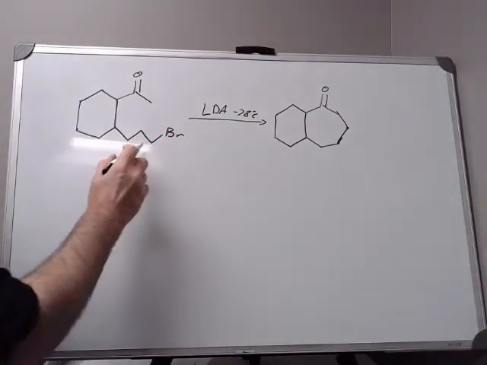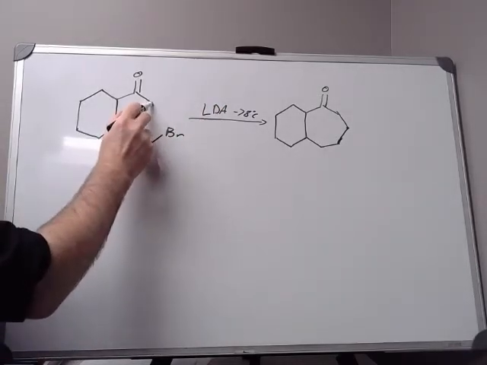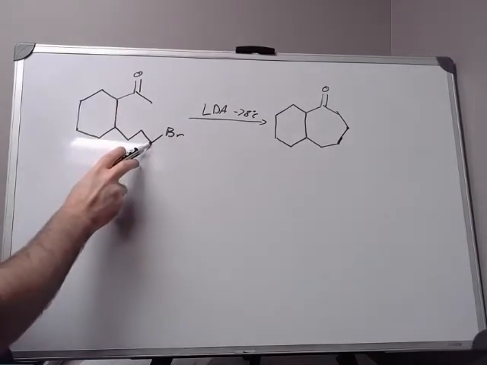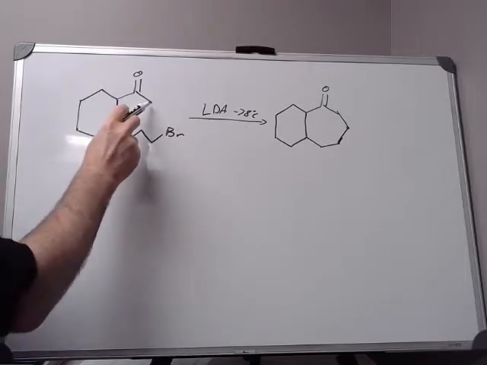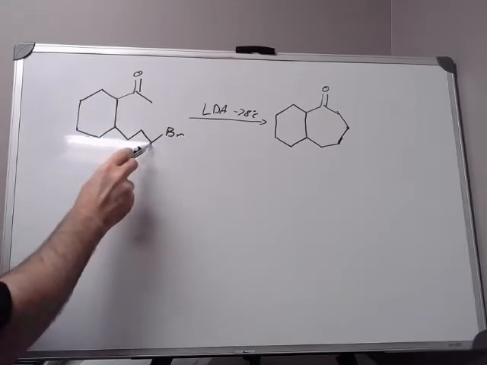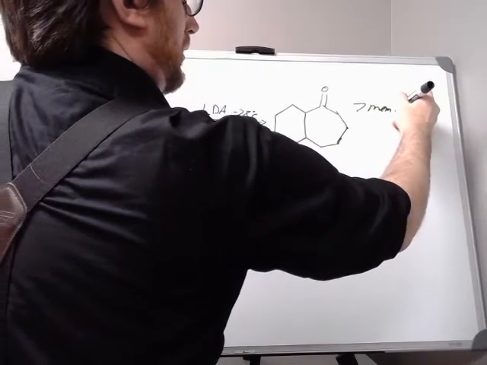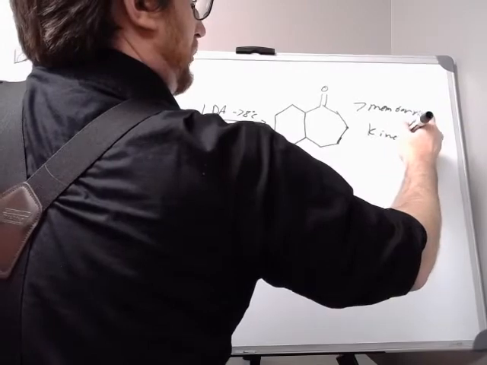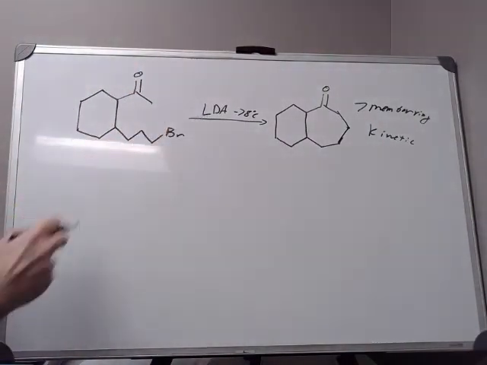But if we use LDA, then that would pull a proton off of this alpha carbon here. And so that carbon would attack this carbon here, attached to our bromine. And that would give us a 1, 2, 3, 4, 5, 6, 7-membered ring. And it would be the kinetic product because we're using the LDA.